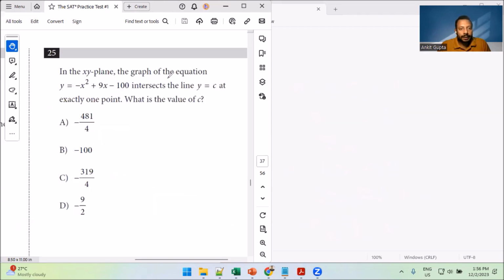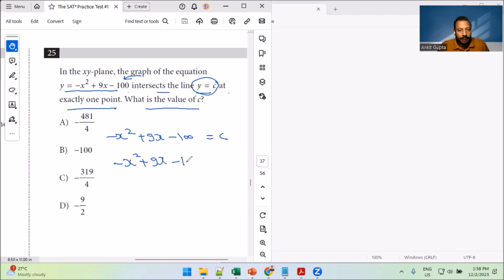In the xy plane, the graph of the equation y is equal to minus x square plus 9x minus 100 intersects the line y is equal to c at exactly 1 point. What is the value of c? Since the two equations are intersecting, we can put the value of y is equal to c in this equation. So we'll have minus x square plus 9x minus 100 is equal to c. So this will become minus x square plus 9x minus 100 minus c is equal to 0.